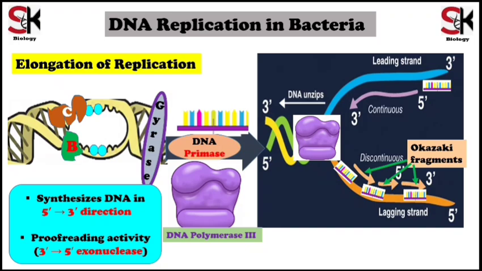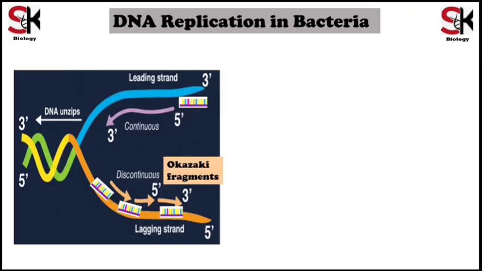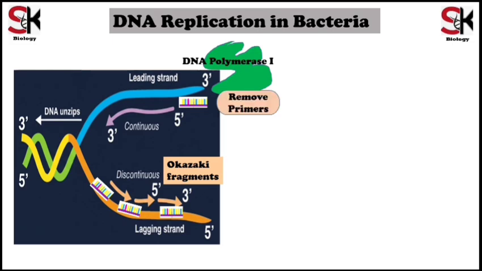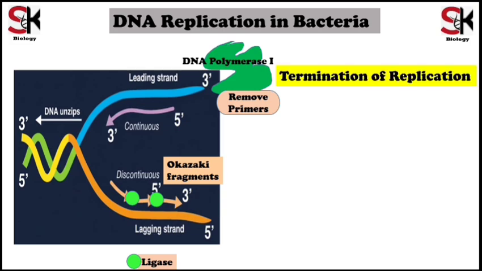After completion of synthesis, DNA polymerase I plays an important role. It removes the RNA primer by 5' to 3' exonuclease activity. Then another enzyme, ligase, fills the gap between Okazaki fragments and forms a phosphodiester bond. Then the replication process comes to an end, where termination of replication starts.